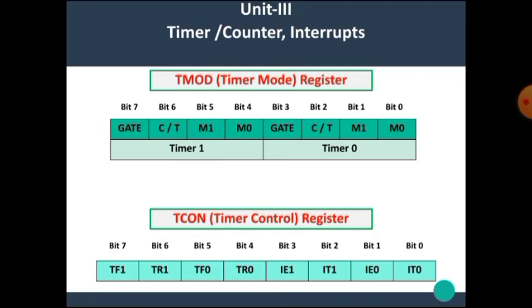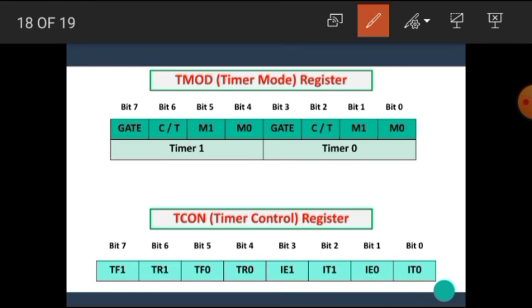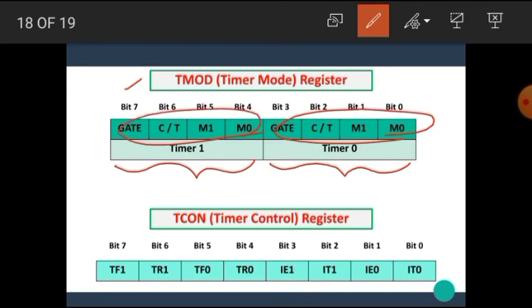Let's take a short look at these two registers. The TMOD register is an 8-bit SFR which has a total of 8 bits. Out of these 8 bits, the lower 4 bits are used for timer 0 and the upper 4 bits are used for timer 1. The lower 4 bits are identical to the upper 4 bits.